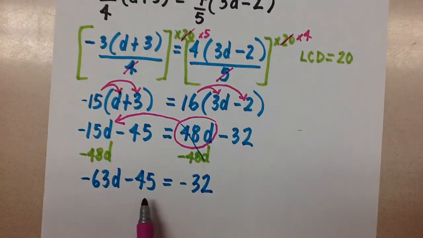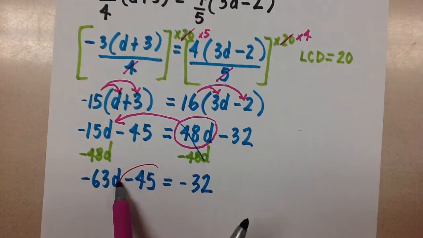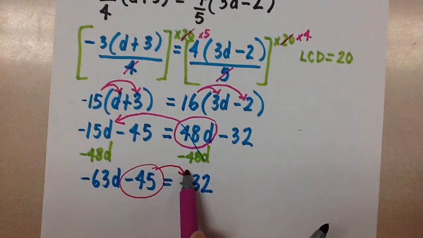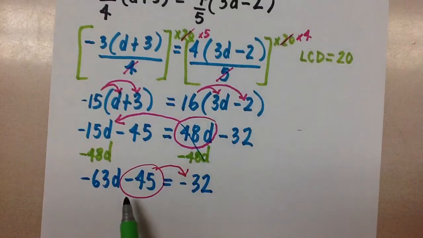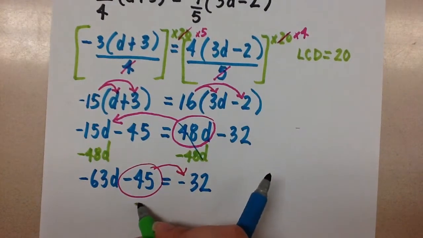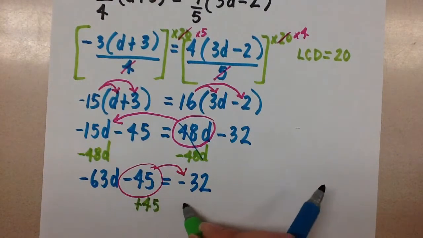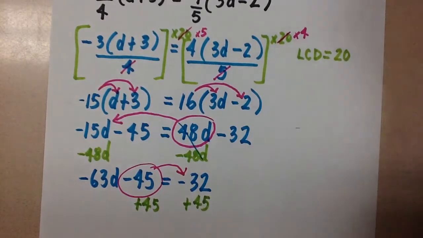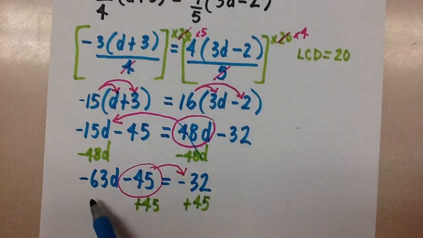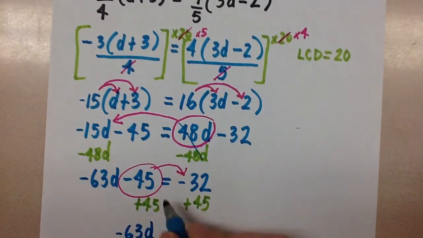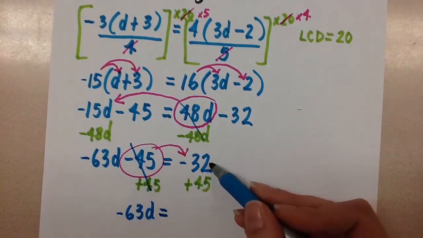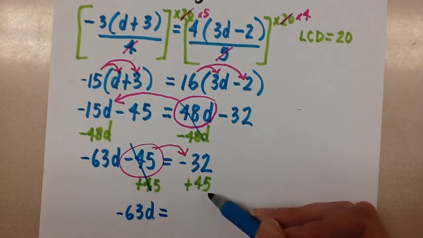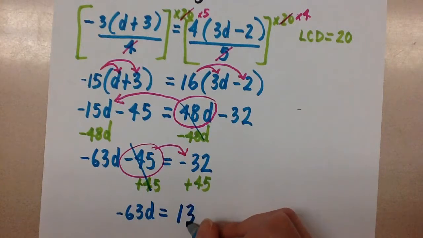Now, we have a constant on the left and a constant on the right. So we want to bring this constant over to meet up with the constant on the right-hand side. So to do that, it's a minus 45 here. We're going to add 45 to both sides. On the left-hand side, this leaves us with negative 63d, because these cancel, equals negative 32 plus 45 is 13.